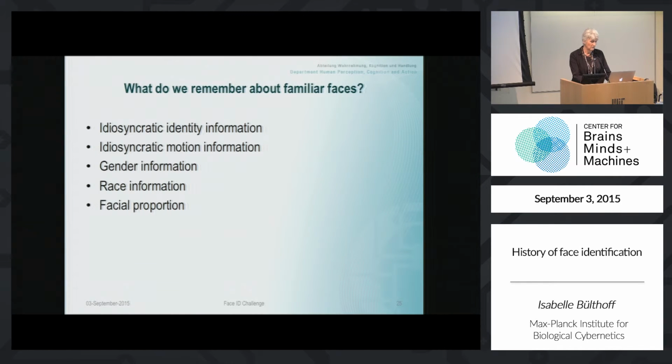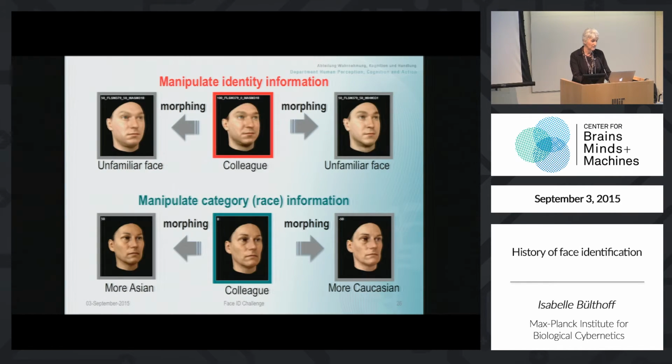And so what we did to investigate this is that we had faces of colleagues, because they are personally familiar, and we manipulated the faces in terms of identity information, so we morphed these colleagues with unfamiliar faces in steps, so that each face was accompanied by morphs that were getting more and more similar to the extremes of this continuum in two directions, so that each face was always in the center of the distribution.